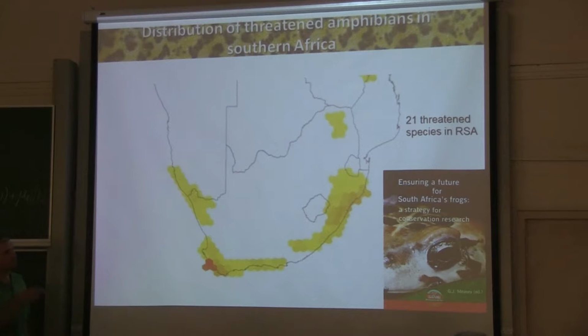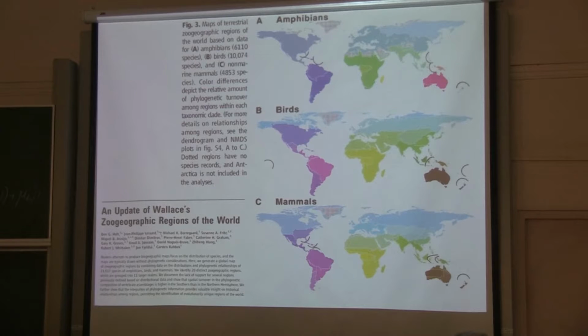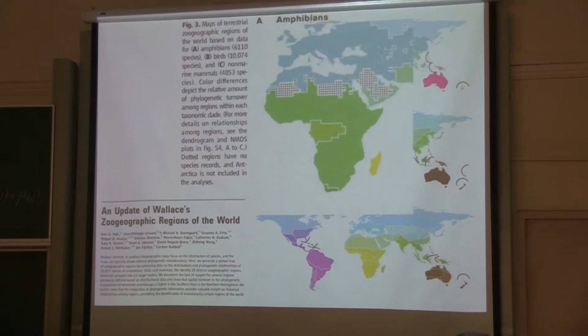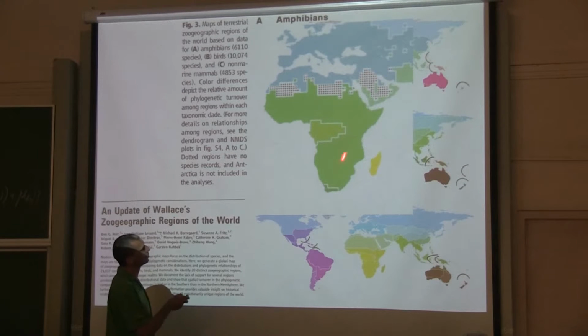And in general, when we look at the distribution of the threatened frogs, what we see is that they're in these coastal areas, and there's one place in particular where there are lots of threatened species, and that's right here on the Cape Peninsula where we are now. A famous herpetologist called J.C. Poynton pointed out that the Cape frogs in particular are very special, and that's been seen now with much more global studies. When they looked at amphibians, you can see that there's actually a big species turnover when you go from the Cape right throughout the rest of Africa.